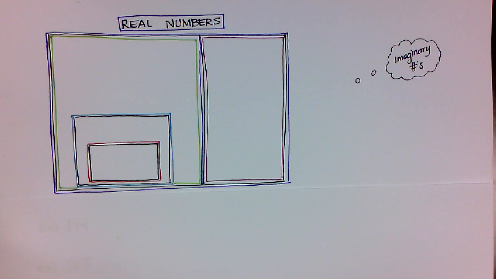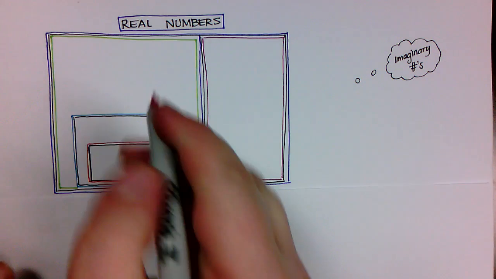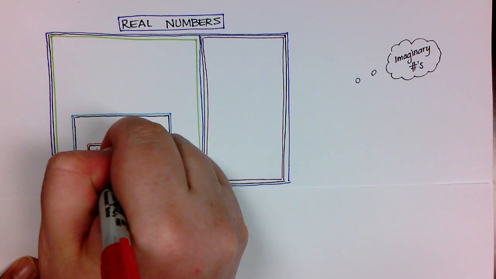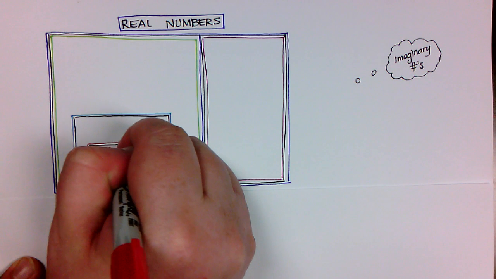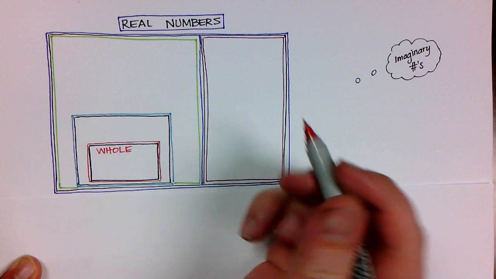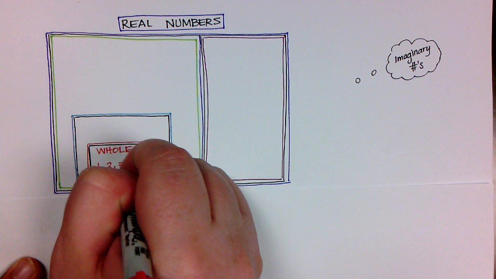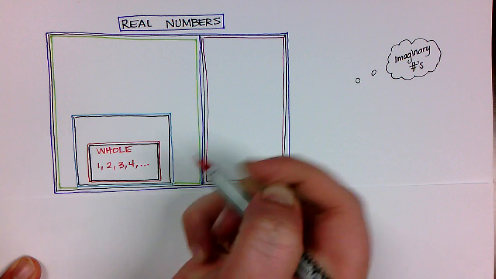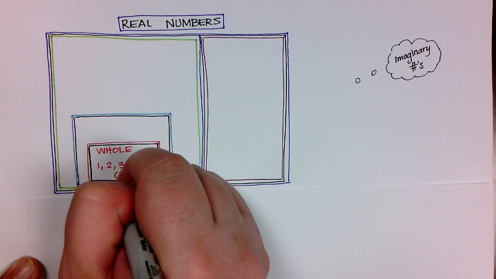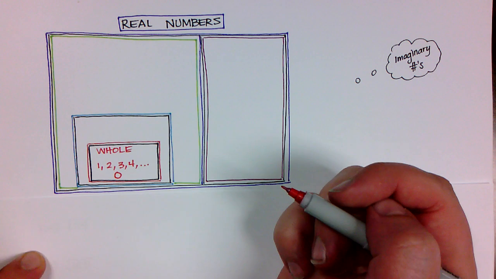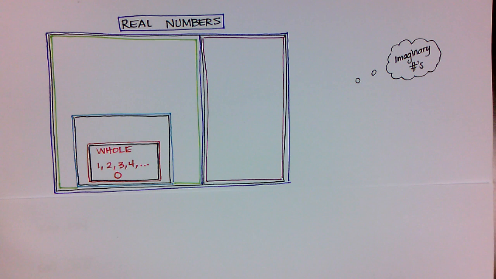The main division that you started off with in kindergarten, they're called whole numbers. And this is the smallest group of numbers that we have. Okay? And these are those counting numbers, like 1 and 2 and 3 and 4 and so on. And also the number 0 is in there, included with the whole numbers.